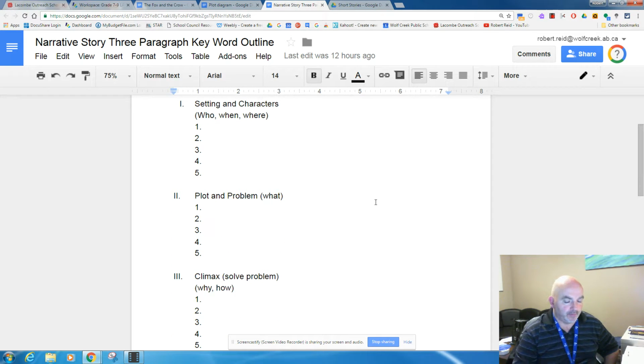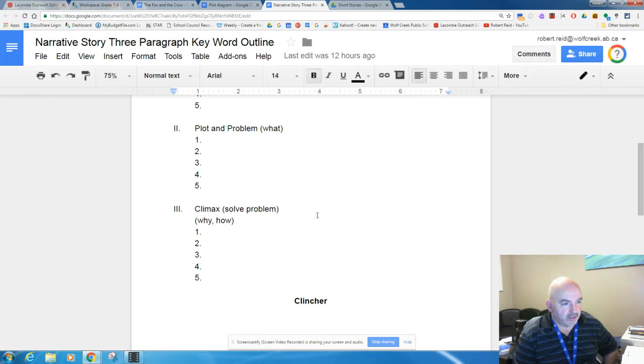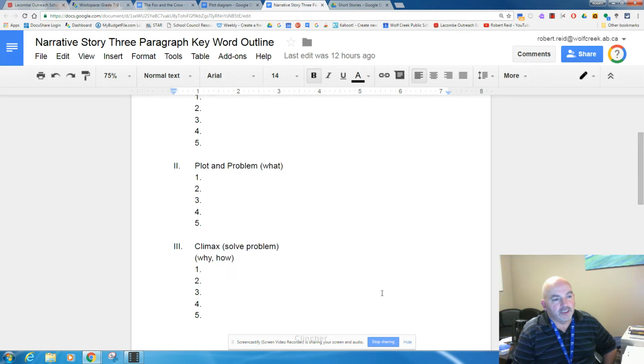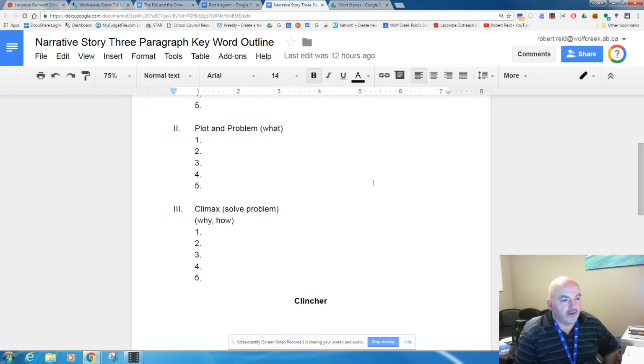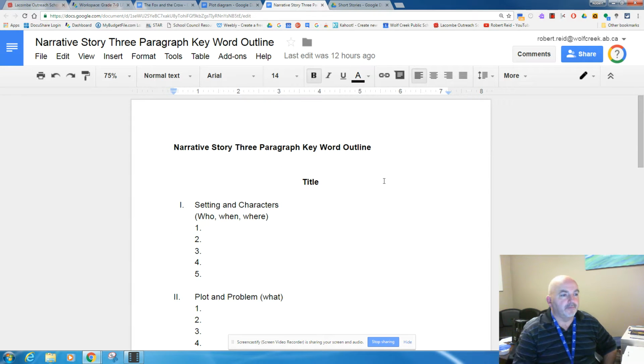Then you go to the next paragraph, which would be about the plot and the problem. You could have the conflict in here, or you can introduce the conflict at the very end of the setting and characters. And that is about the what. That is trying to solve the problem. And then in the climax, we actually solve the problem. So that's the why and the how. And at the end here, you have a clincher that needs to be congruent or very similar to the title of your narrative story 3-paragraph keyword outline.